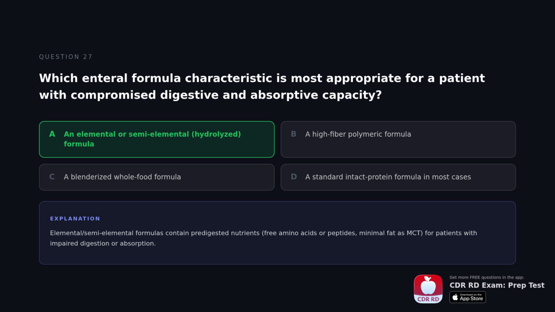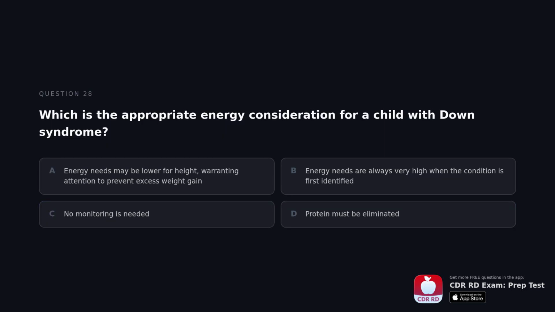The correct answer is an elemental or semi-elemental hydrolyzed formula. Elemental and semi-elemental formulas contain predigested nutrients, free amino acids or peptides, and minimal fat as MCT, for patients with impaired digestion or absorption. Which is the appropriate energy consideration for a child with Down syndrome?